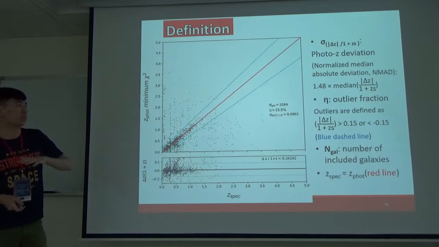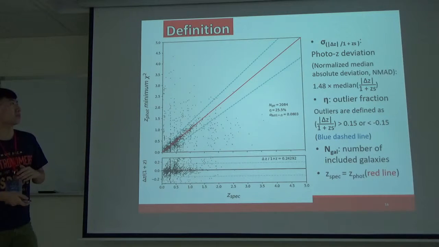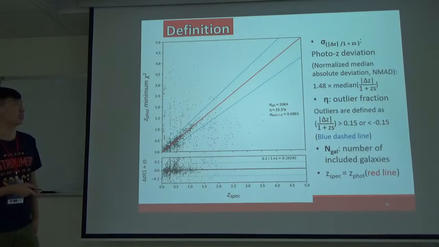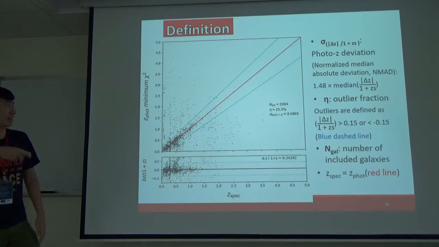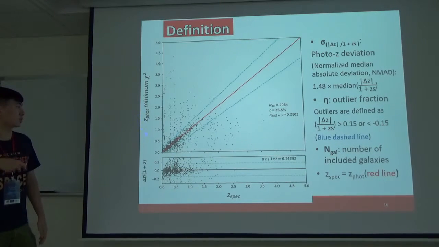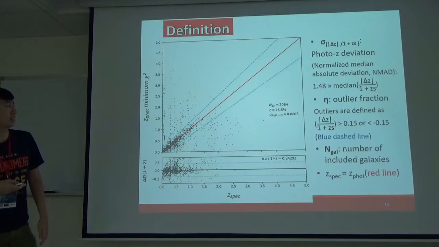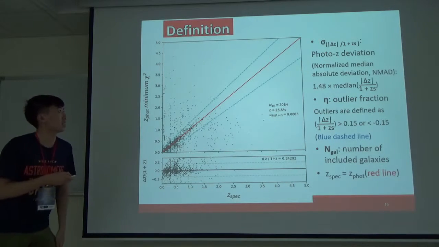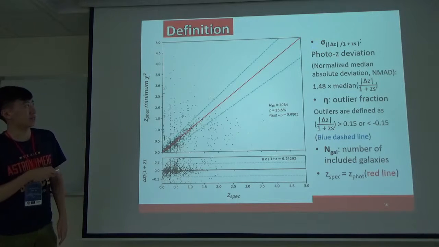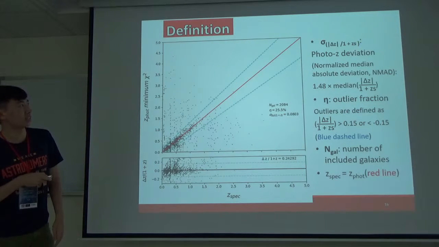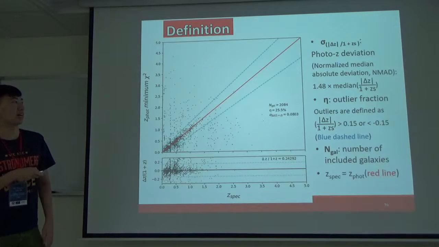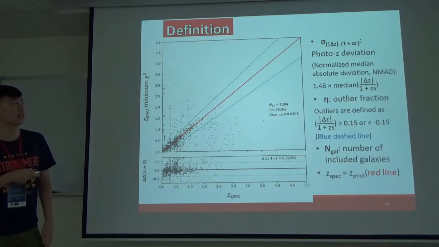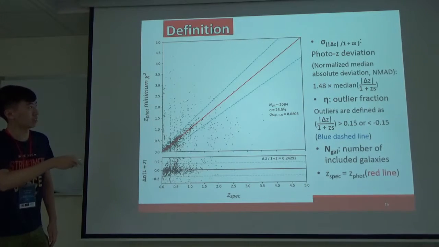Before I show you some photometric redshift results, I want to show you some definitions. This figure here is a photo-z versus spec-z figure I have, and you can see some symbols right here. So I want to talk about this. The first one is sigma, and I call it photometric deviation. It's actually the normalized median absolute deviation, and it is defined by this formula.